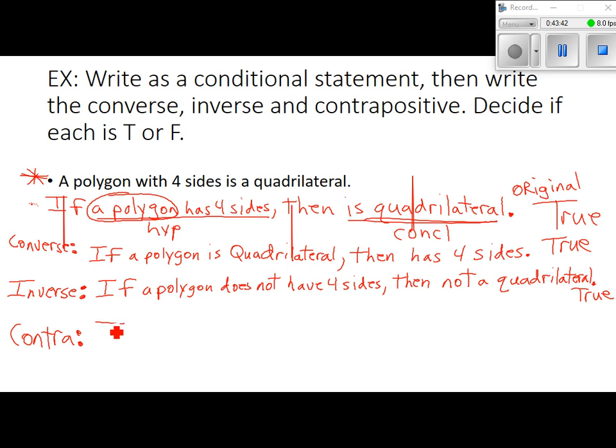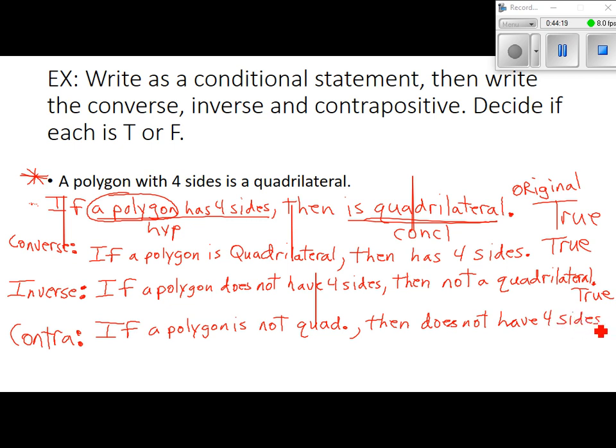So what's it going to say? It's not a quadrilateral. So, and again, we need to go back and make sure it makes sense, right? So, if a polygon is not a quadrilateral, I'm tired of writing quadrilateral, is it all right if I abbreviate that? If a polygon is not a quadrilateral, then what's true? Then it does not have 4 sides. Is that true or false?